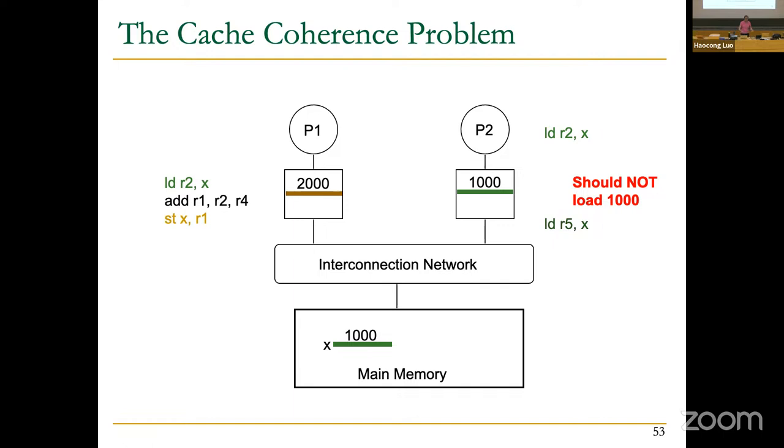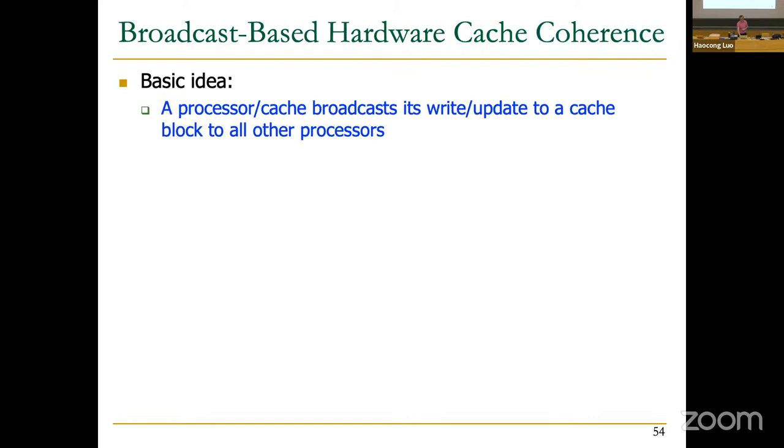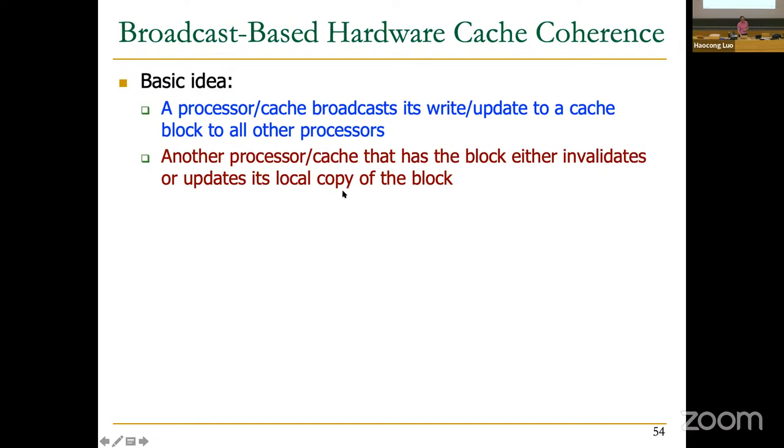The other answer is, while you're writing to the block, you also write to all of the other caches' blocks. Basically, you broadcast the fact that you're writing and also the data that you're writing. Here, update your cache block because I'm writing to it. That's the idea of a broadcast-based protocol. A processor or cache broadcasts its write or update to a cache block to all other processors. And another processor or cache that has the block either invalidates or updates its local copy of the block.